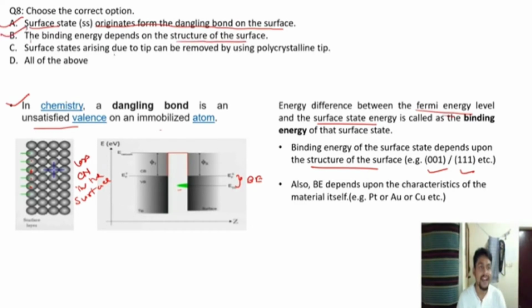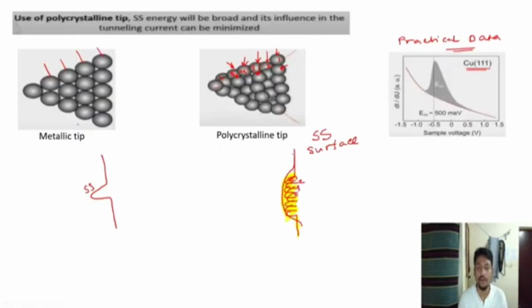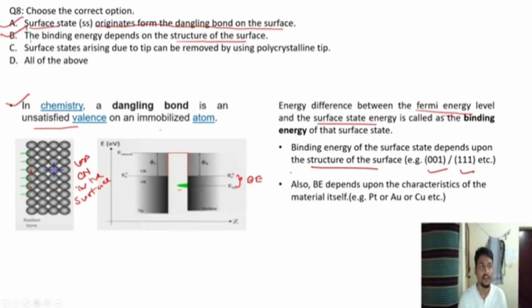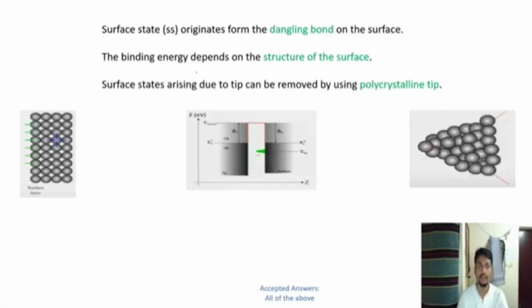Now, surface states arising due to the tip can be removed by a polycrystalline tip. We already discussed how we can remove it because of the band nature. So all these options are correct. So this is a very, very easy question because we have all the discussions. So this is the answer, right?